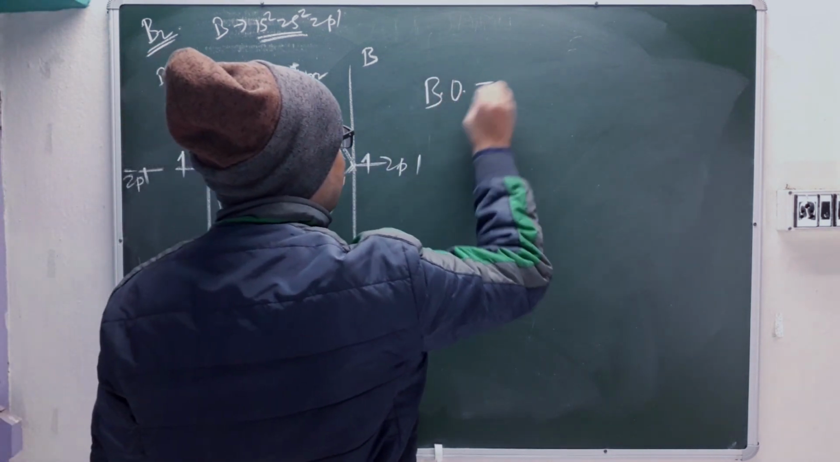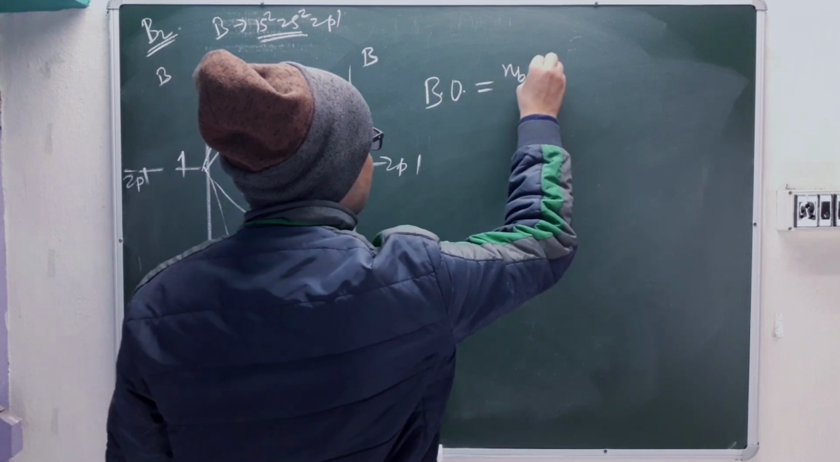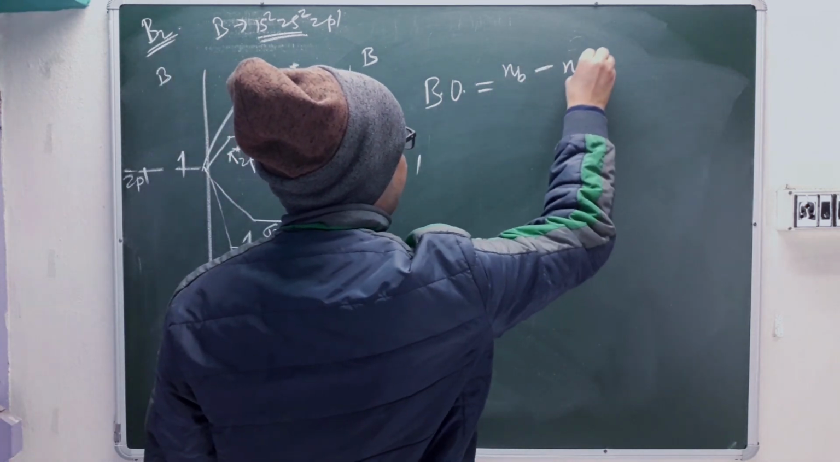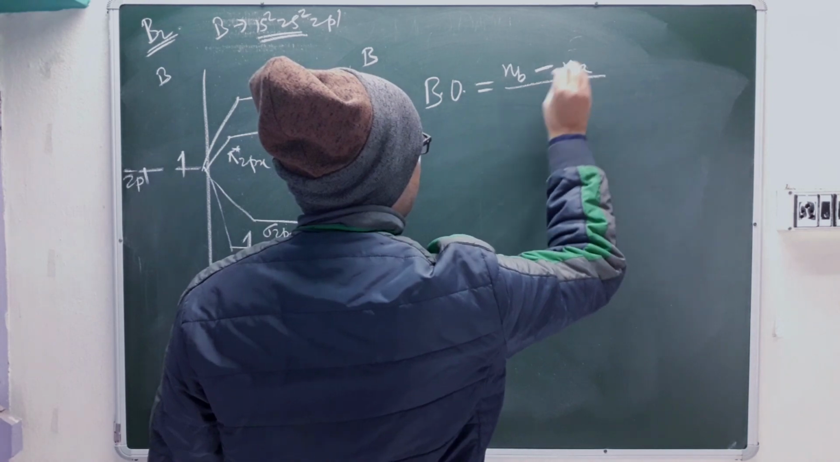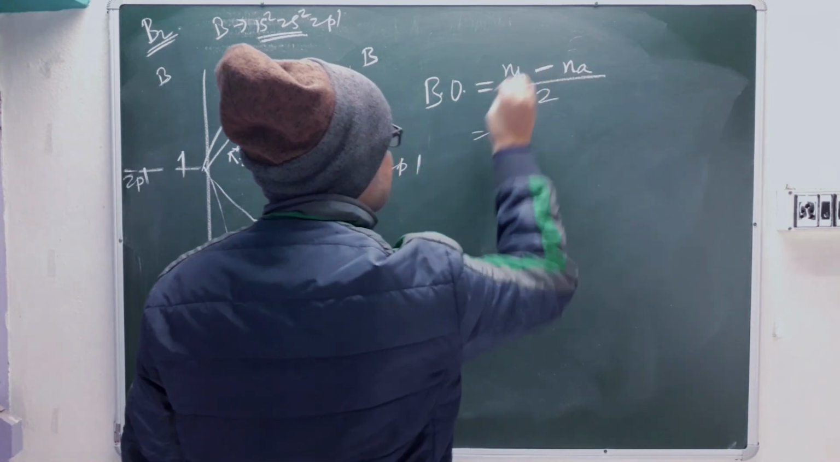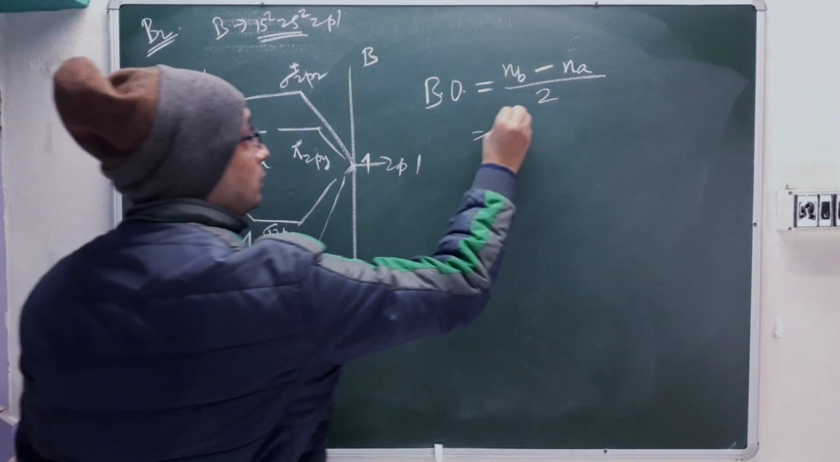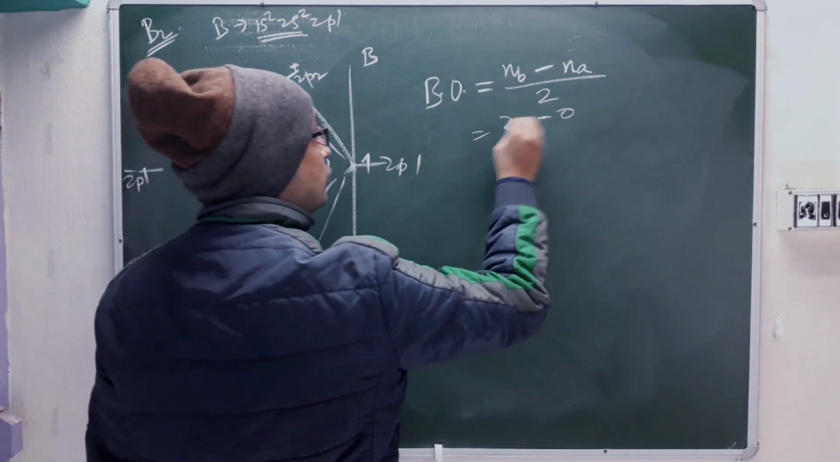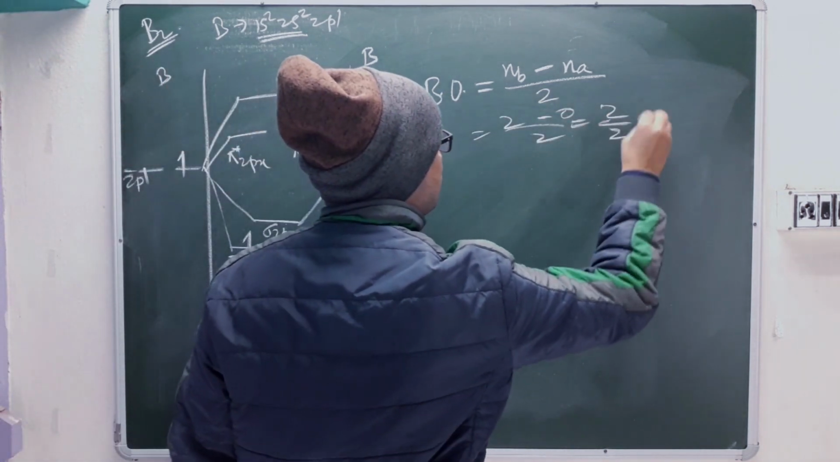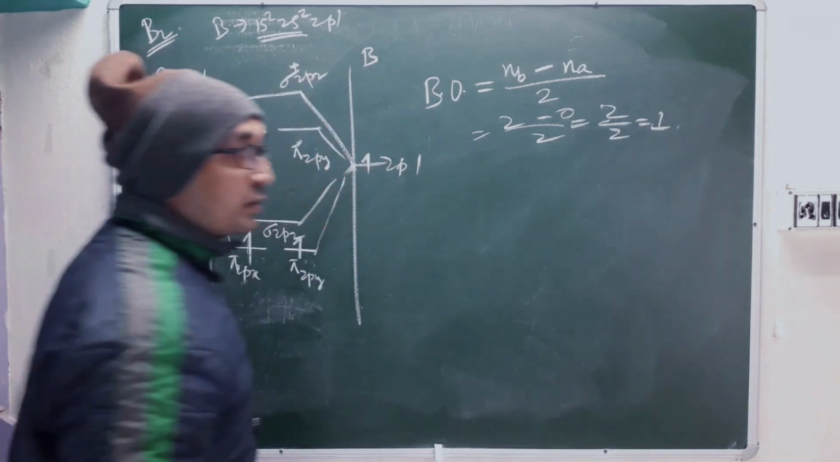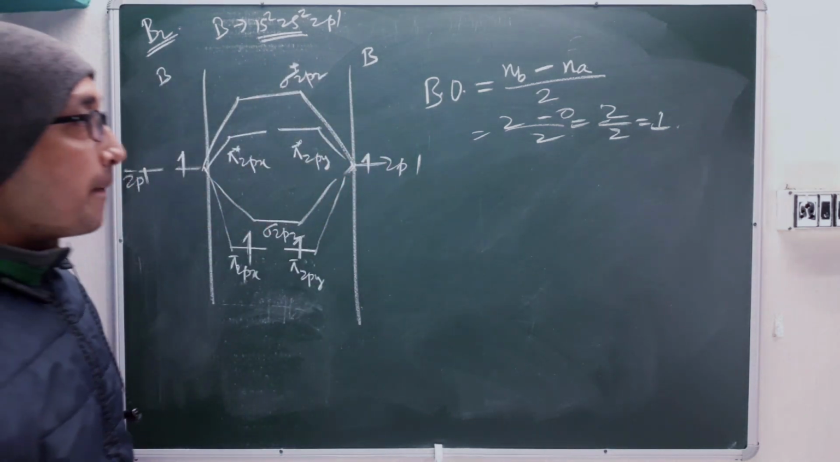What will be the bond order here? Number of electrons in bonding molecular orbitals minus number of electrons in anti-bonding molecular orbitals, divided by 2. So how much is it coming? Bonding it is 2, minus here it is 0, divided by 2, so it will be 2 by 2, it is 1, right? This one is 1, correct?